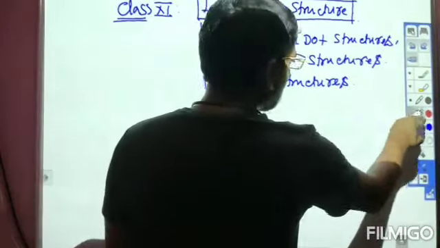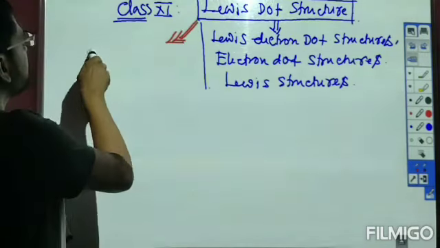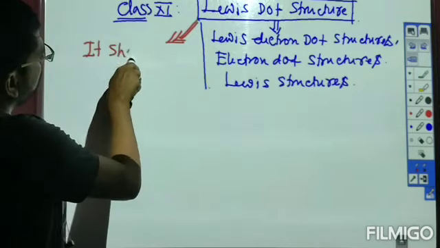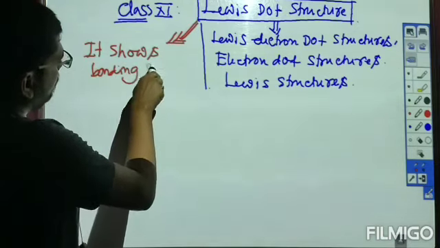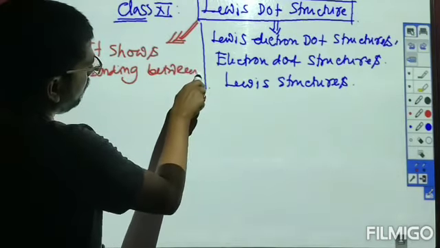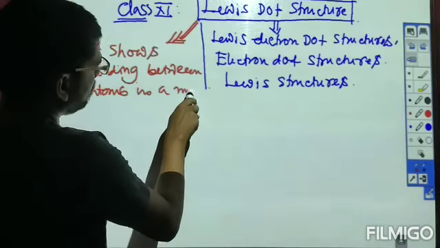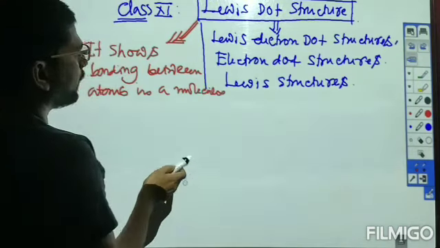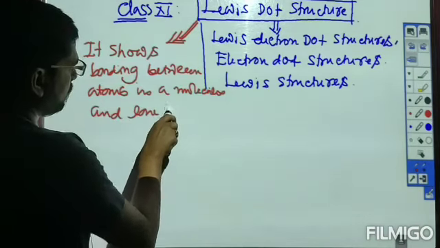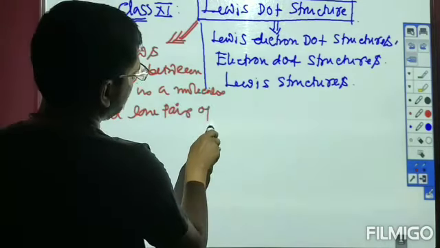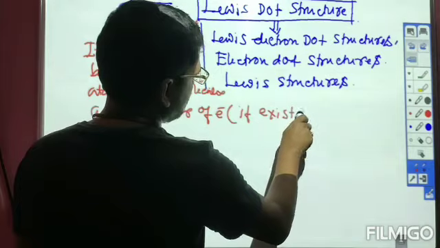The Lewis dot structure basically shows the bonding between atoms in a molecule and the lone pairs of electrons, if lone pairs exist.